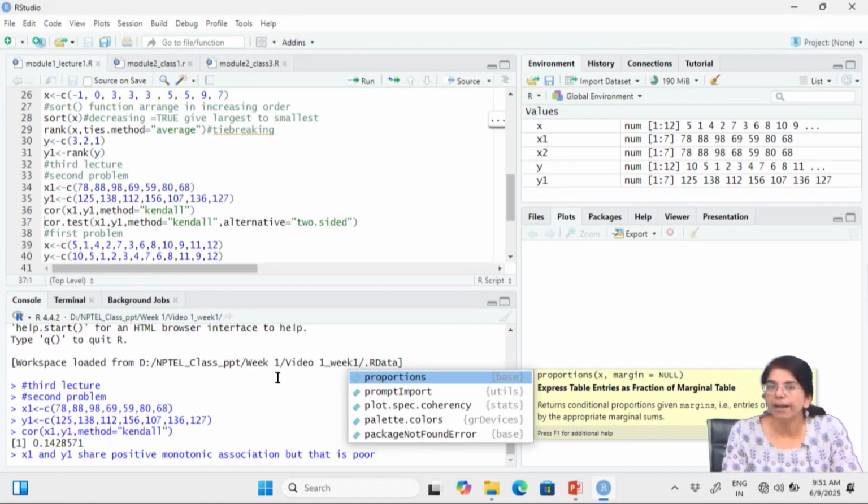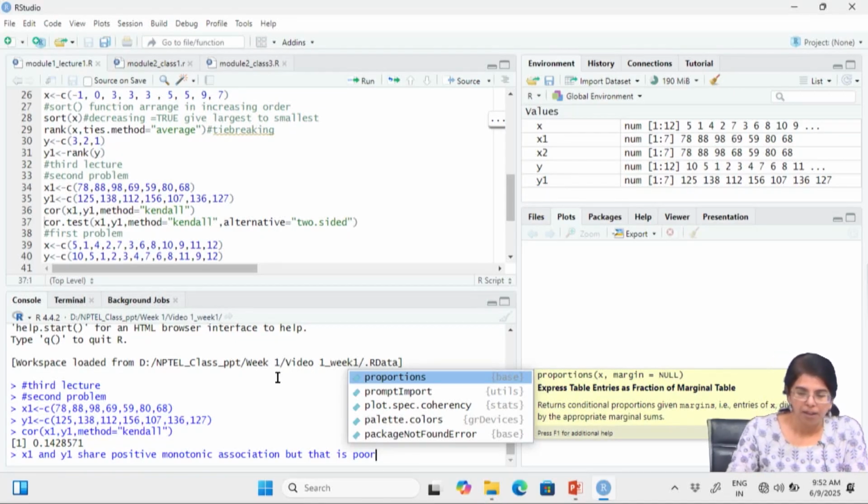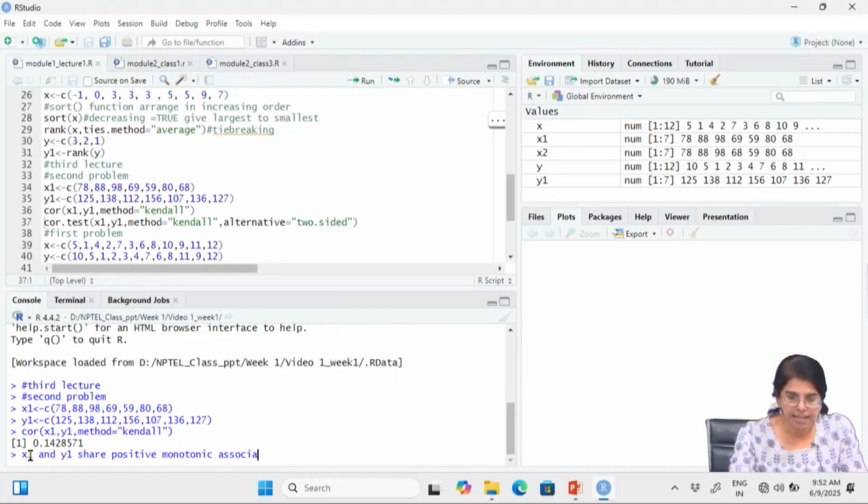And if it is from 0.4 to 0.7, then it is called moderate association. And if it is below 0.4 or sometimes below 0.35 like that, then we will tag it as poor association. Clear? Now, according to the sign of the Kendall's tau, if it is positive, then we will say positive poor association, positive moderate association, positive strong association. Strong means bigger than 0.7.